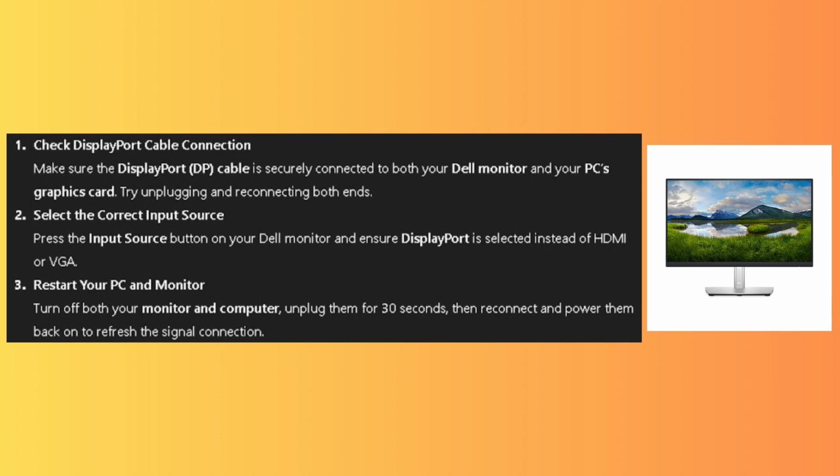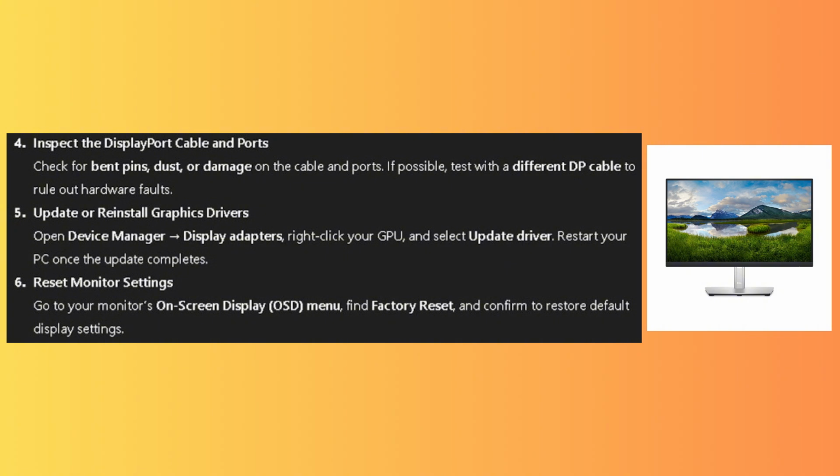Turn off both your monitor and computer, unplug them for 30 seconds, then reconnect them and power them on. This will refresh the signal connection. Inspect the DisplayPort cable and the port. Check for bent pins, dust or damage on the cable or port. If possible, test with a different DP cable or PC to rule out hardware or software faults.